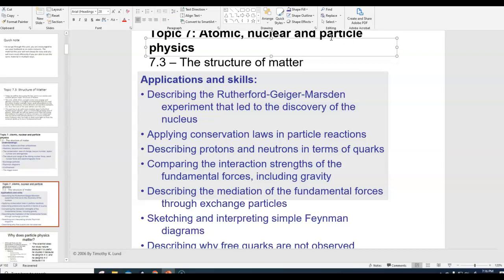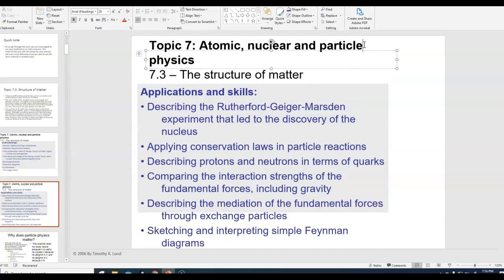Okay, so even at this point, after having taken IB Physics 1, you should be able to do that. You should be able to explain the results of the Geiger-Marsden experiment, the gold foil experiment that led to the discovery of the nucleus. Okay, the other things you need to be able to do are apply conservation laws in particle reactions.